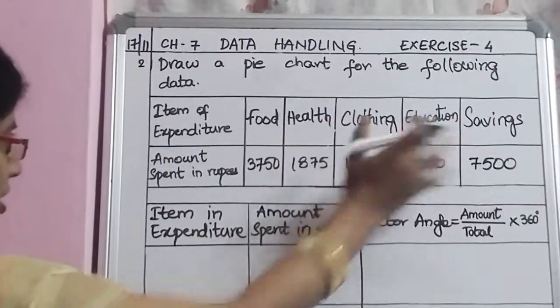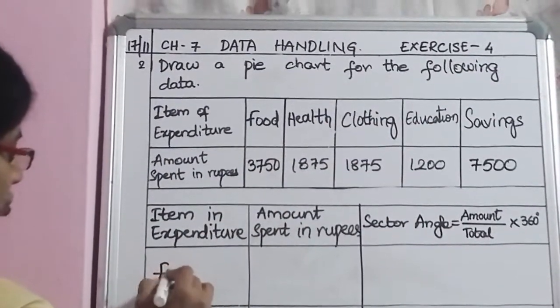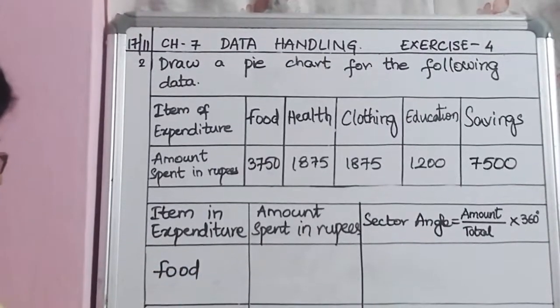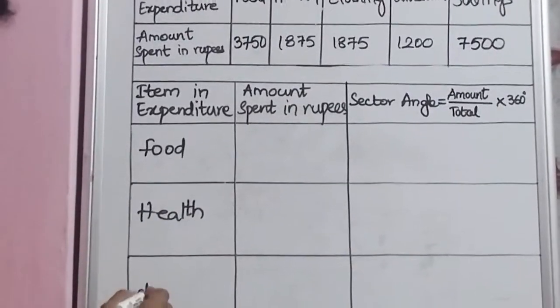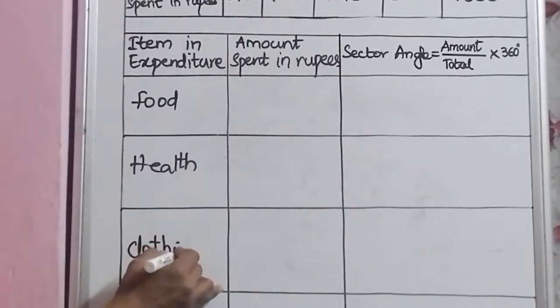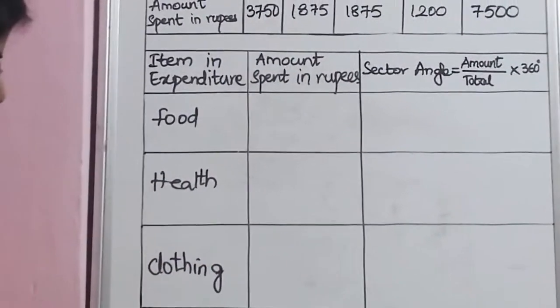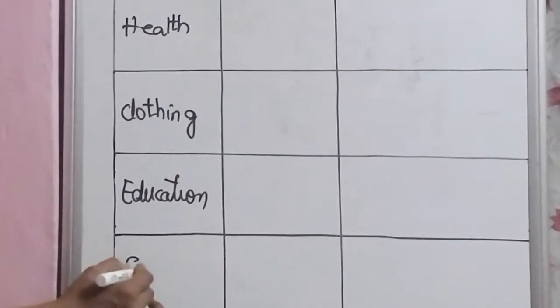So what are the items we have to write? The first one is food, second one is health, third one clothing, very good. What is the fourth one? Education. Fifth one, savings.